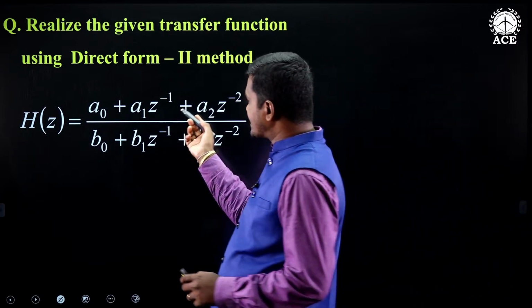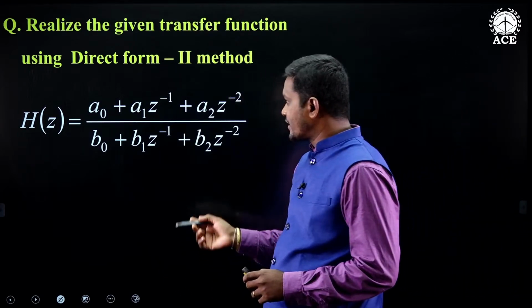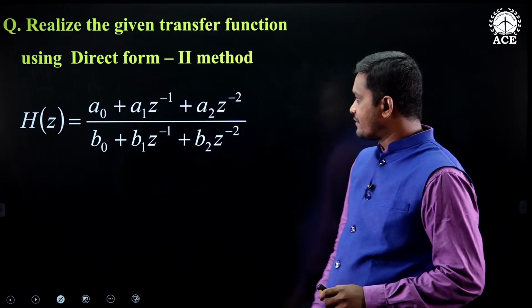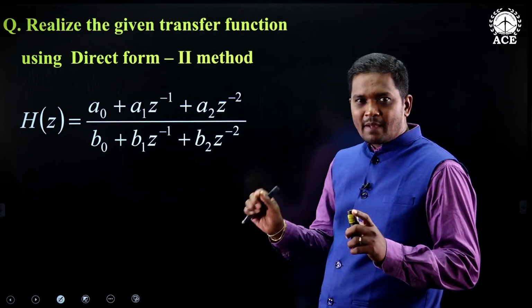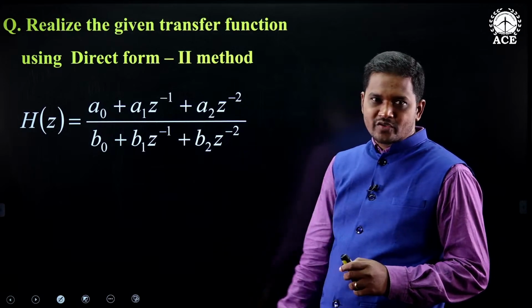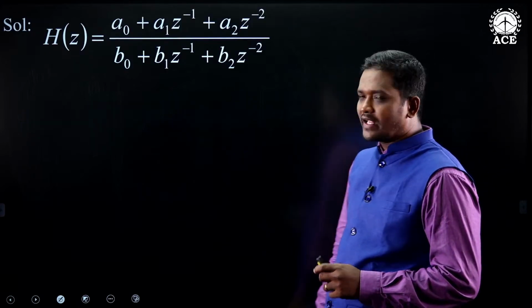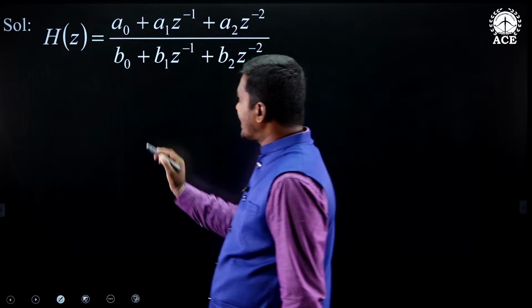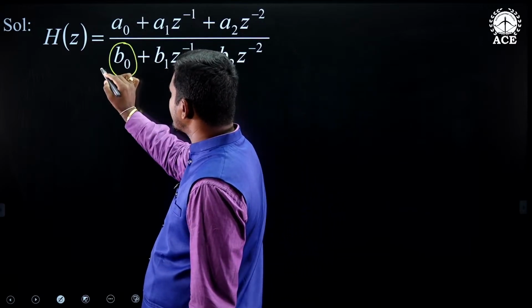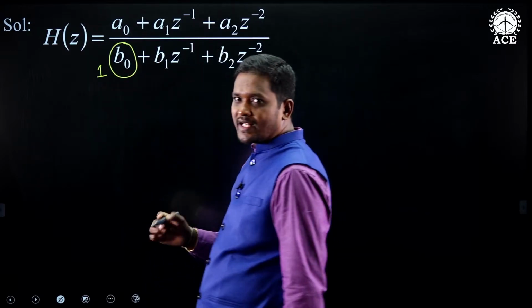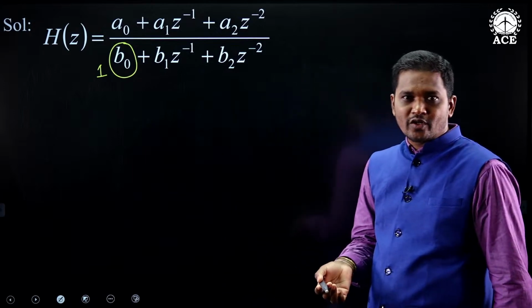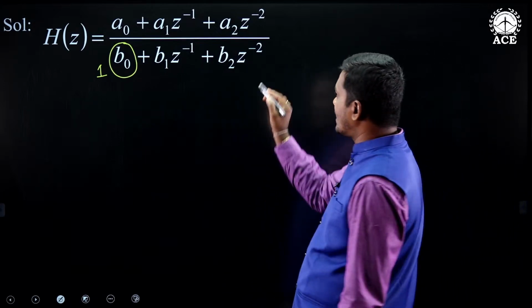H(z) = (a0 + a1 z^-1 + a2 z^-2) / (b0 + b1 z^-1 + b2 z^-2). I am explaining this problem directly by using logic only. To apply the logic, this value should be 1. But here b0 is there, not 1. How to get it to 1? Just take b0 as common.